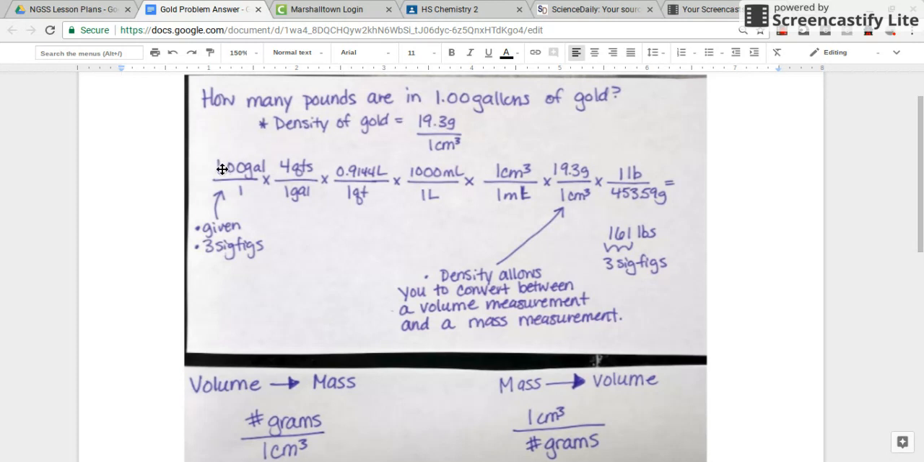I just put 1.00 gallons over 1. I kept the 0.00 because that's telling me that I have 3 sig figs. And so when I get to the answer, I need to have 3 sig figs there too.